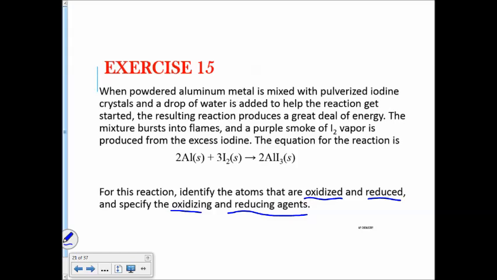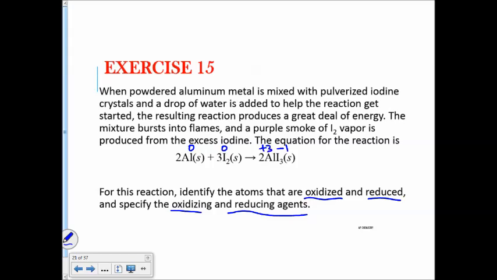Aluminum by itself gets a, elemental aluminum is 0. Elemental iodine, which is diatomic, still gets a 0. In this particular compound, aluminum follows its normal cation charge. The iodine is going to follow its normal anion charge. So this would be -1, and this is going to be +3.